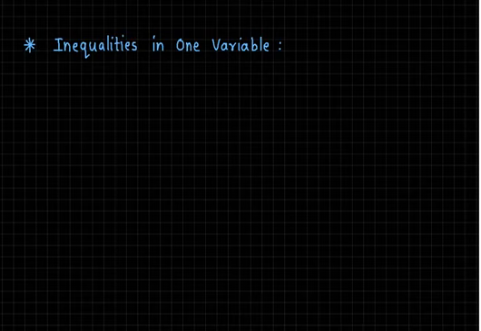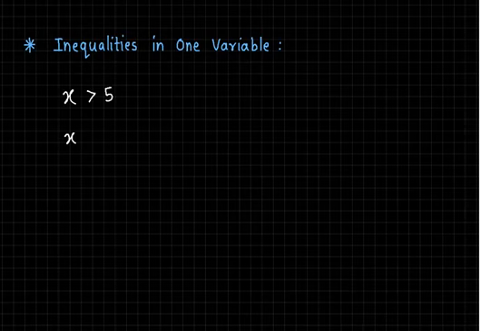Now we go over to the topic of inequalities in one variable. So here we will be studying the inequalities that involve only one unknown. For example, something like, say, if we have x is greater than 5 or x upon 2 is less than 7 and so on. So you see, everywhere we have only one variable in it.